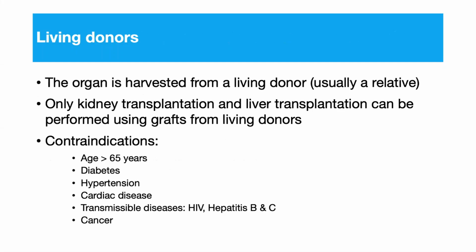A few words about living donors, which I told you is a little bit in vogue at the moment, so you've got to understand a bit. Usually these organs are harvested either from a relative or friend who wishes to donate part of their organ to another person. The main ones are the kidney and liver transplants. Contraindications are almost the same as I alluded to earlier with regard to these living donors as well.